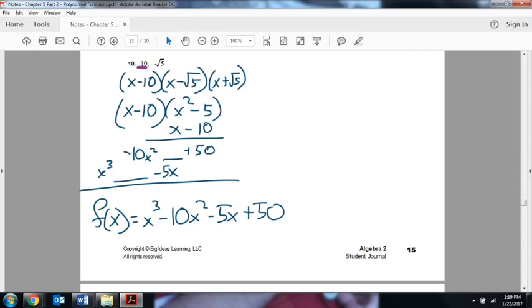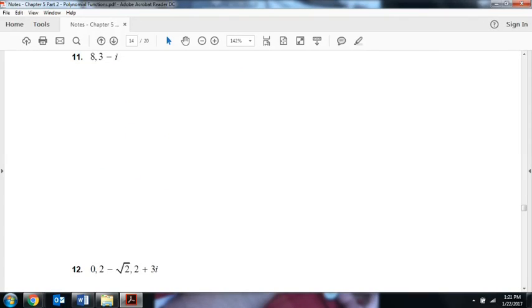That is the lowest degree function with a leading coefficient of 1 that has negative 10 and the square root of 5 and negative square root of 5 as roots. All right. On the next one, we're going to talk about the imaginary ones, but just give me a second. All right, for number 11, now we have an imaginary number.